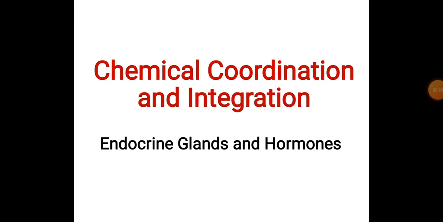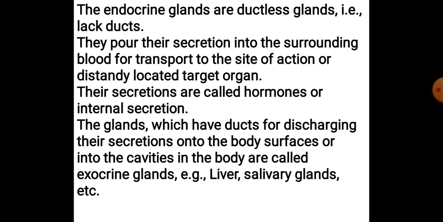Students, in this lecture we will discuss the endocrine system and the associated glands. Now, as we all know, we have already studied endocrine glands. These are the ductless glands. That means they lack a duct. They don't have any tube-like structure which helps in the transportation of their secretion.